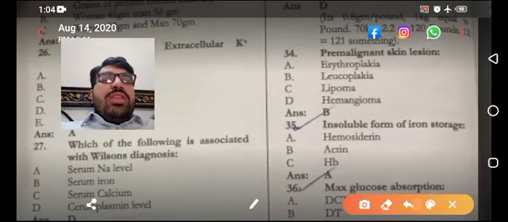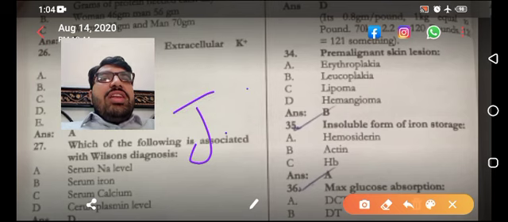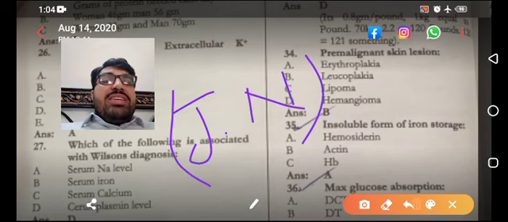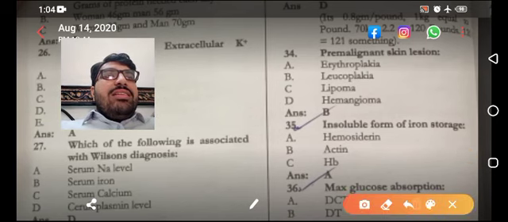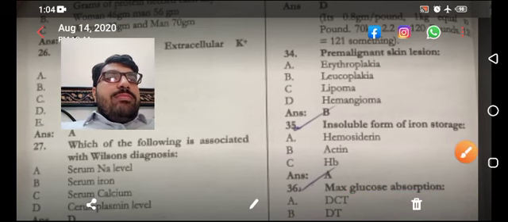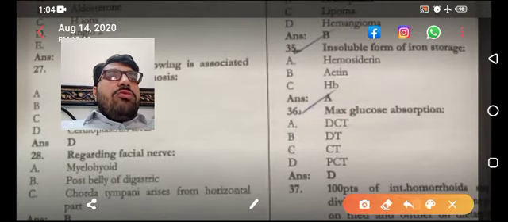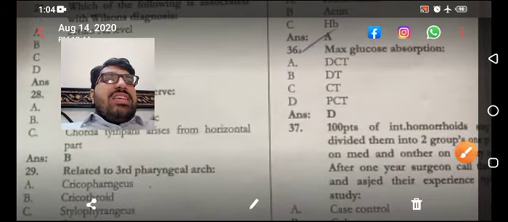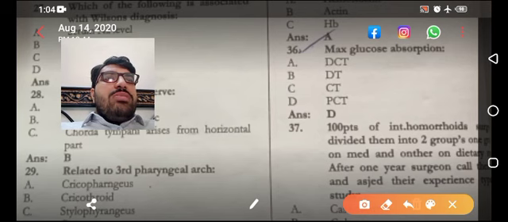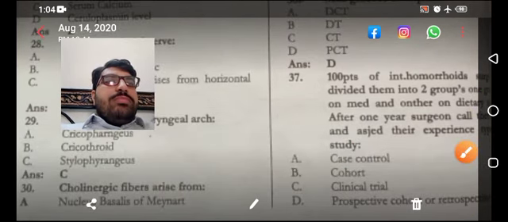Premalignant skin lesion. Most common is junctional nevus. Most common premalignant lesion of the skin is junctional nevus. But that is missing over here, so the answer is leukoplakia. Most lethal premalignant lesion is erythroplakia. Insoluble form of iron storage we already discussed, hemosiderin. Maximum glucose absorption is in the proximal convoluted tubule.